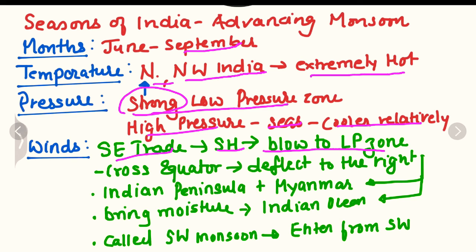They cross the equator and are deflected to the right towards the Indian Peninsula and Myanmar. Now, as these winds are onshore winds and they blow over the Indian Ocean, they bring moisture with them and bring rainfall. Since these winds enter India from the southwest, they are known as southwest monsoon winds.